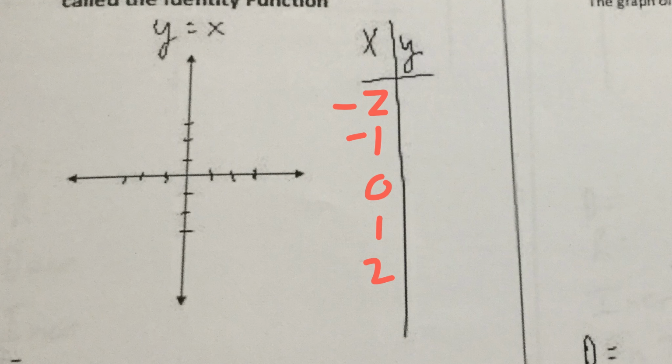So now we just simply plug in. If I plug in negative 2 for x, the y value is negative 2. If I plug in negative 1 for x, the y value is negative 1. If I plug in 0 for x, the y value is 0. Plug in 1 for x, you get 1 for y. 2 for x, 2 for y. Everybody see where that's coming from? Plugging into the function. Now graph those points. So negative 2, negative 2, negative 1, negative 1, 0, 0, 1, 1, 2, 2.